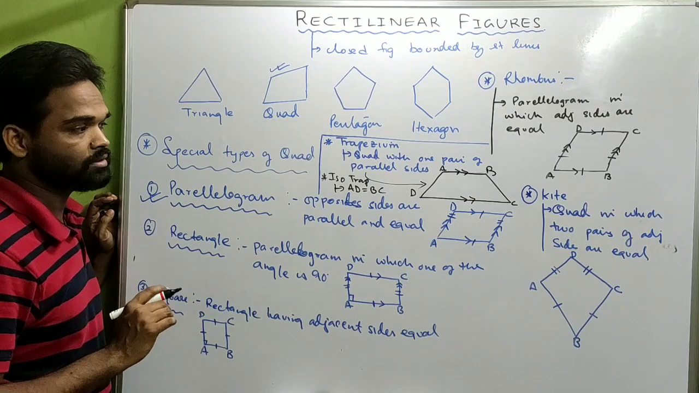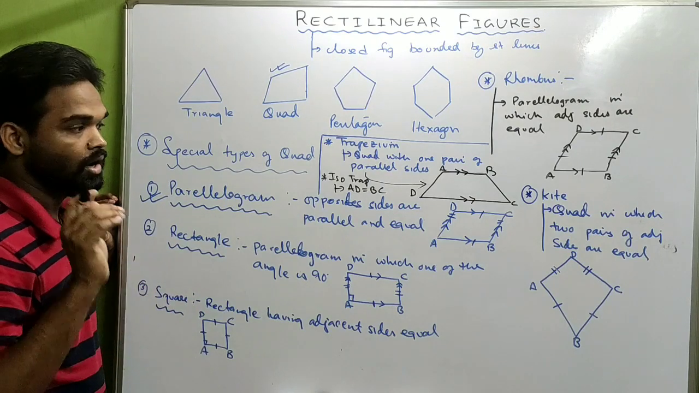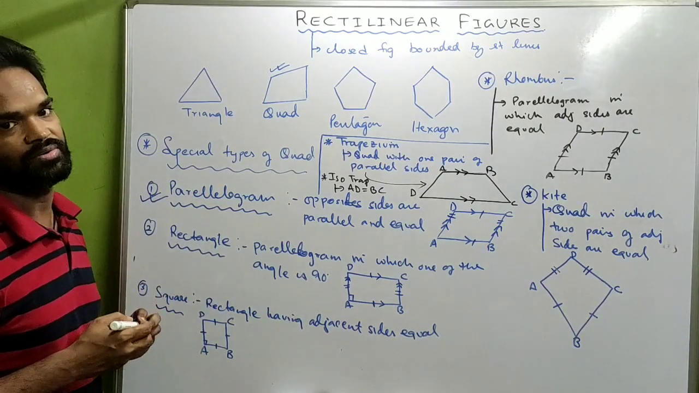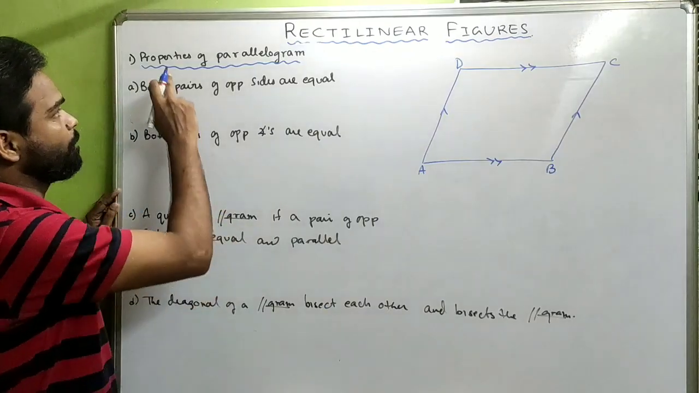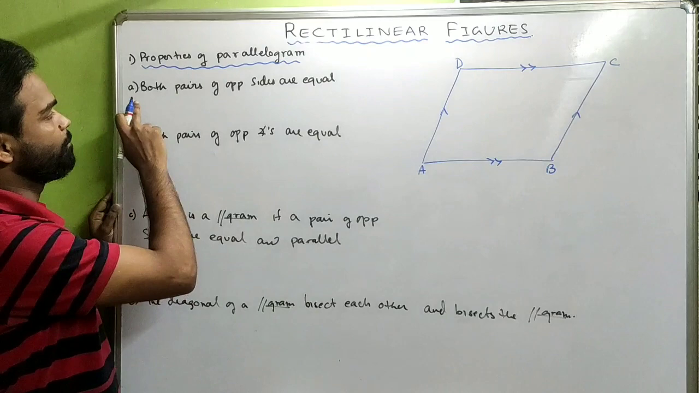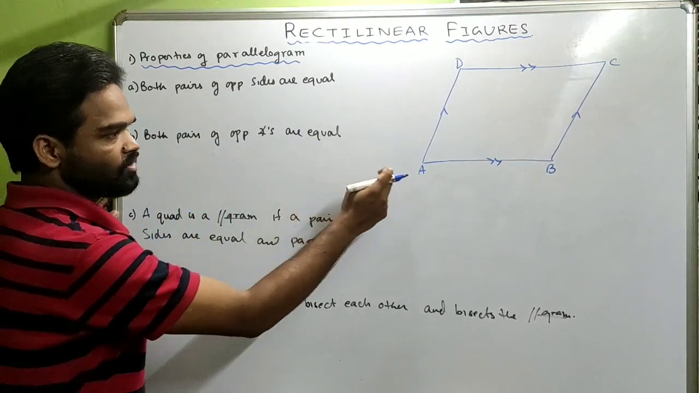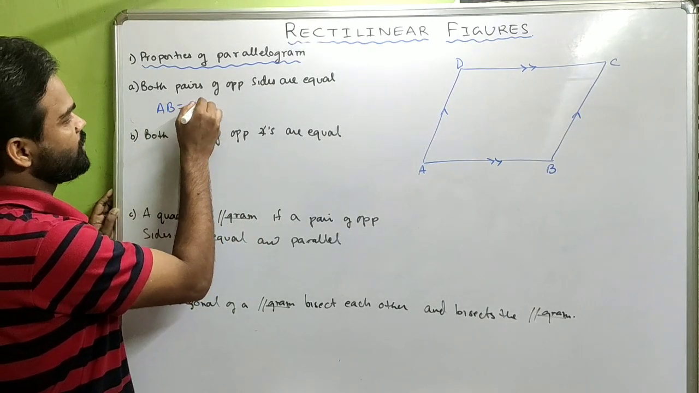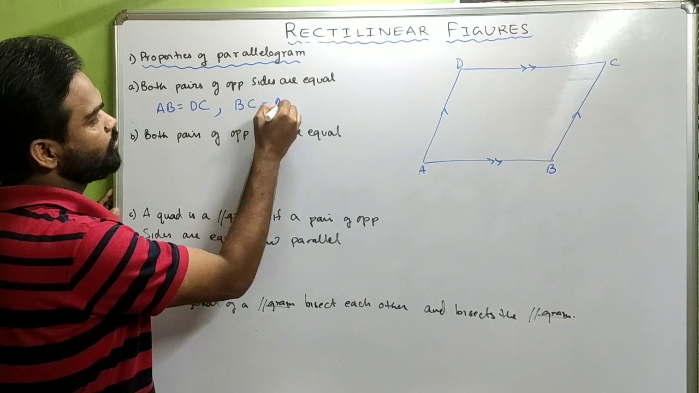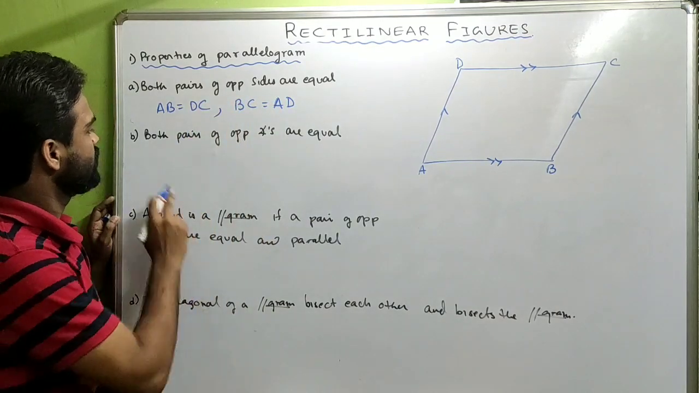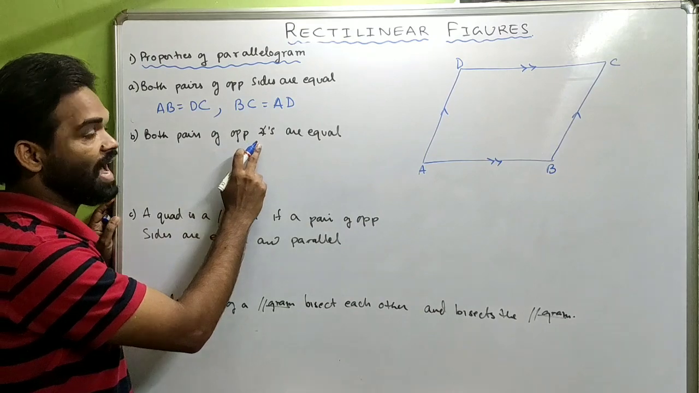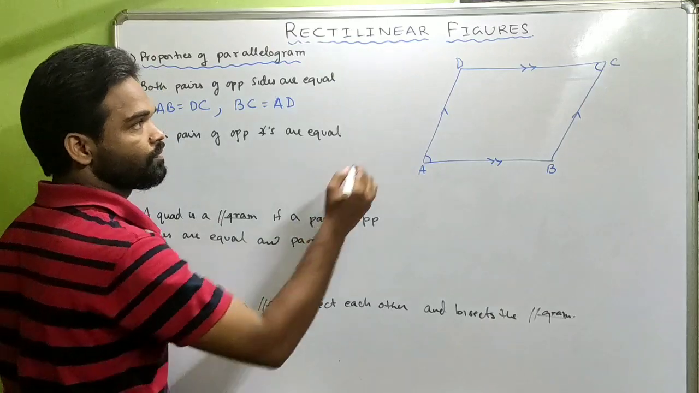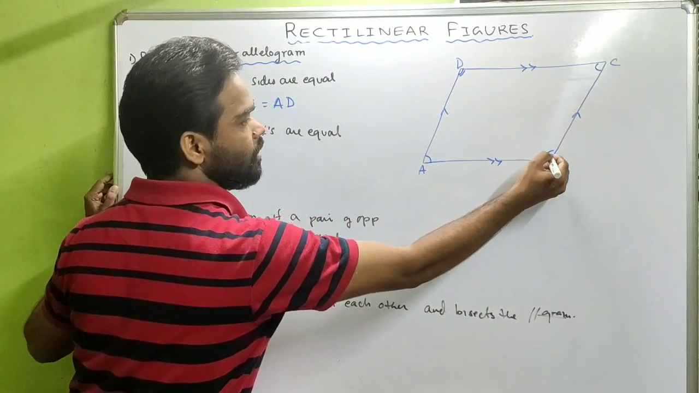Now let us look at some properties of these quadrilaterals. First of all, let us discuss the properties of a parallelogram. First one, both pairs of opposite sides are equal, which means if ABCD is a parallelogram, then AB is equal to DC and BC is equal to AD. Second one, both pairs of opposite angles are equal, which means angle A and angle C are equal, angle D and angle B are equal.